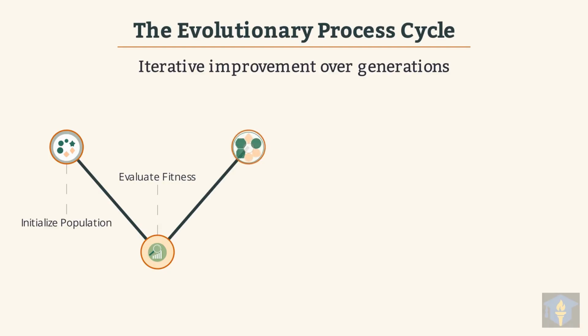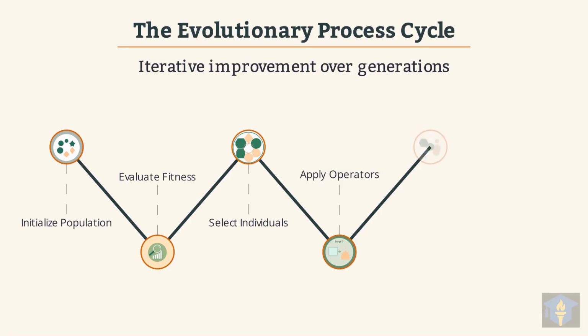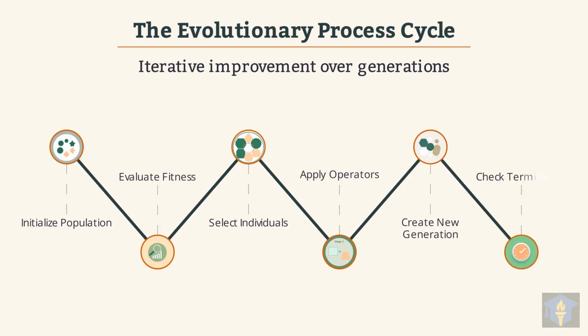Then, we select the fittest individuals to become parents for the next generation. We apply genetic operators like crossover and mutation to create new offspring. These offspring then form the new generation, ready for further iterative improvement. Finally, we check for termination criteria to decide if the process should stop.